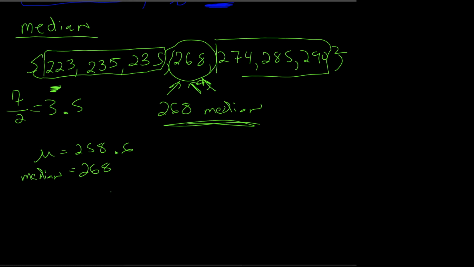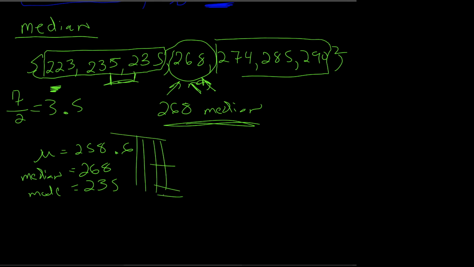And then the last thing to find is the mode. In this case, we want to look for the value that's repeated the most. Just visually looking at this, 235 is the most repeated value. And so this gives us a lot of information about this data.